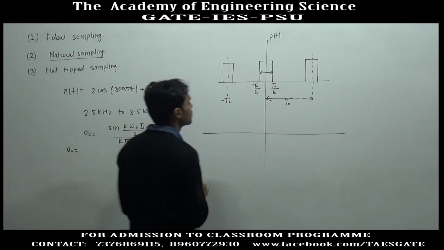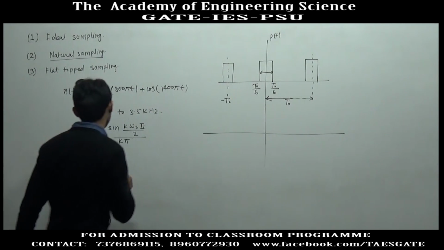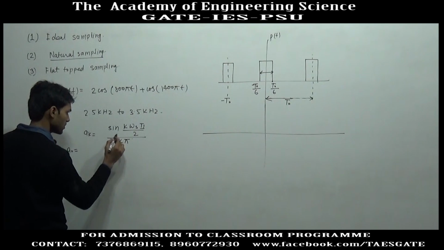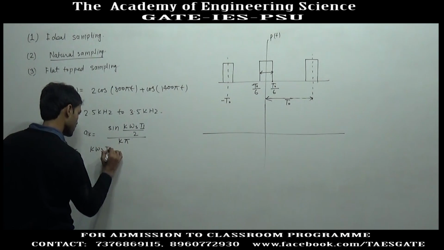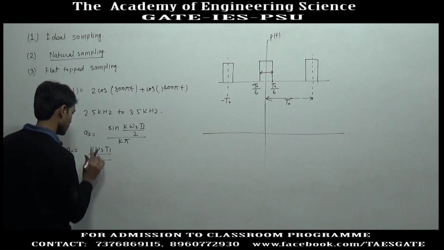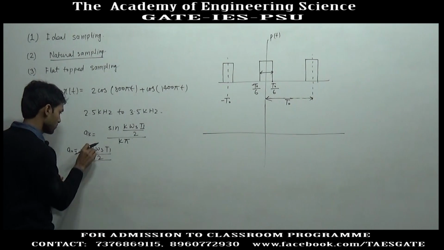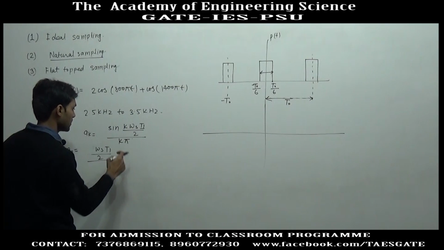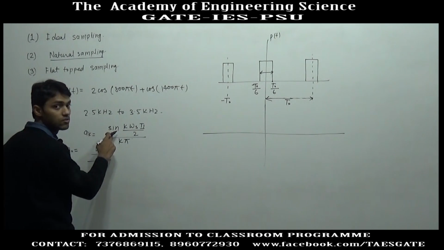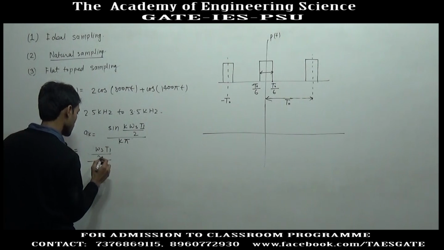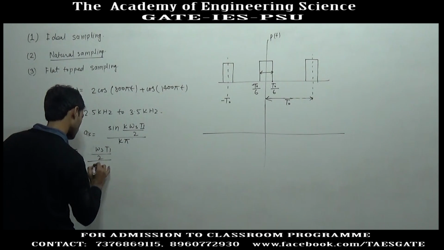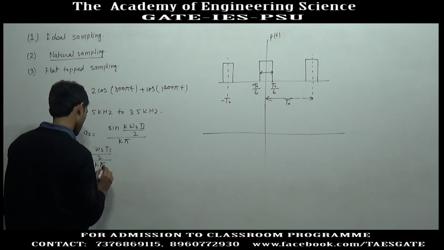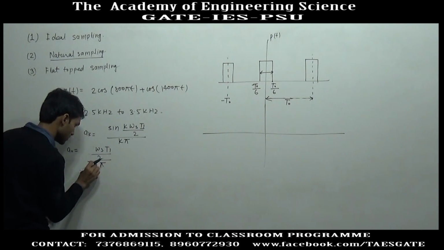A0 is equal to the average value. So this will be k omega_s T1 by 2 divided by, at the place of k we will use 0. If theta is 0, sin theta equals theta, so as k tends to 0 we use sin theta equal to theta: k omega_s T1 by 2 divided by k pi, k tends to 0.